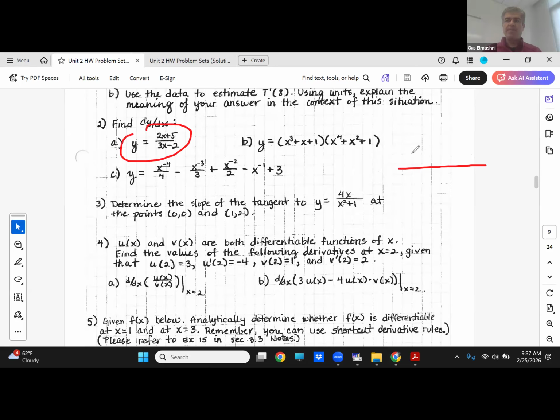Who's brave? -19 divided by (3x minus 2) squared. Okay, do you guys agree? Okay, cool. So what can you do to verify this in the graphing calculator?